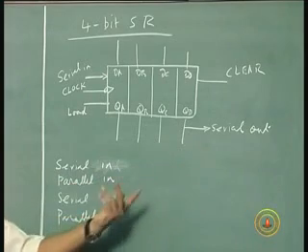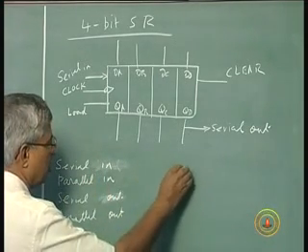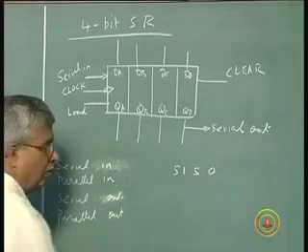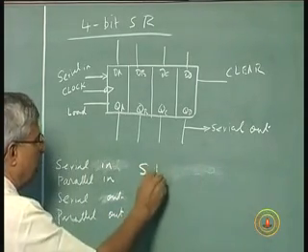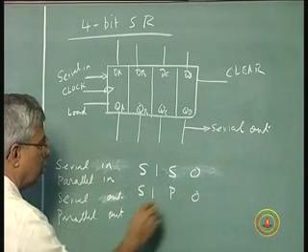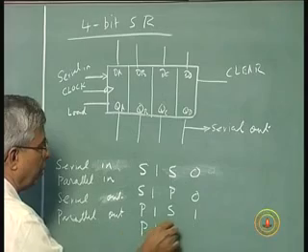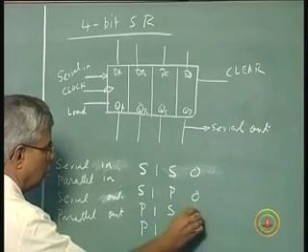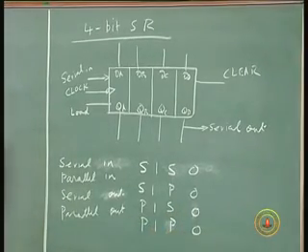So that means I can have 4 different combinations of operation. I can have serial in, serial out, serial in, parallel out, parallel in, serial out, parallel in, parallel out. These are 4 combinations possible.